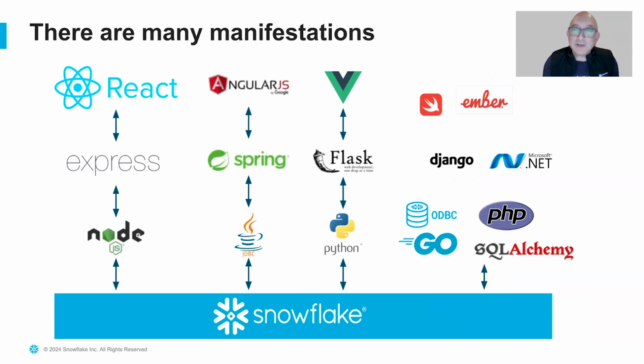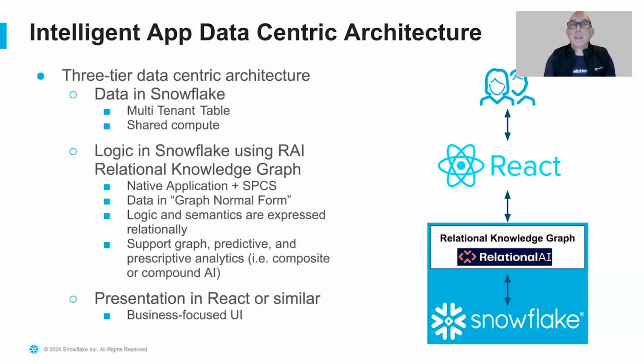There's a Java version or multiple Java versions of this, multiple Python versions of this, C# versions, and so on. But the core architecture here is three-tiered. You have the data in SQL and Snowflake. You have the programming language defining the business logic and a different programming language describing the user interface.